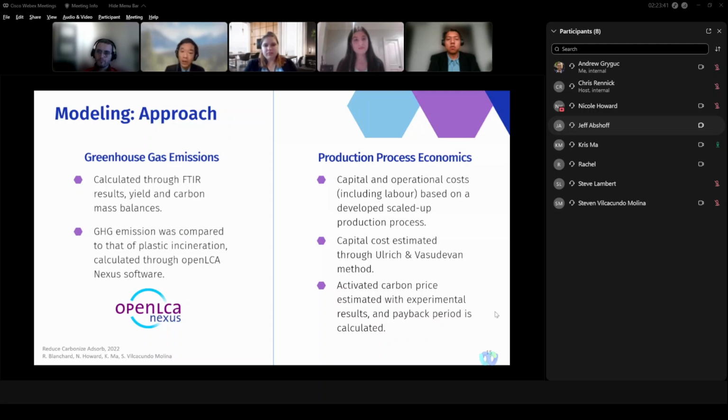To compare our emissions with other PET disposal methods such as incineration, we analyzed incineration LCAs using a software named OpenLCA. A cost analysis is also done on the process. Capital and operational costs are calculated through industry-established methods. Profits are estimated by comparing our activated carbon product's performance, as determined through experimentation through BET surface area and zeta potential measurements, with similar activated carbons on the market.